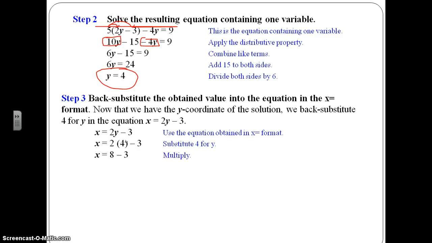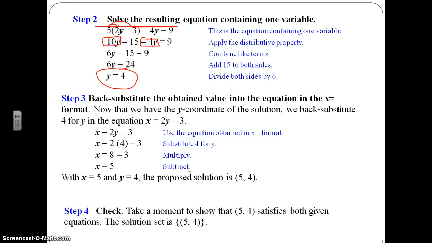So now we're going to multiply, and 2 times 4 gives me 8. And now I'm going to subtract. 8 minus 3 gives me 5. So now we found the solution. X equals 5 and y equals 4. So the proposed solution is 5, 4.